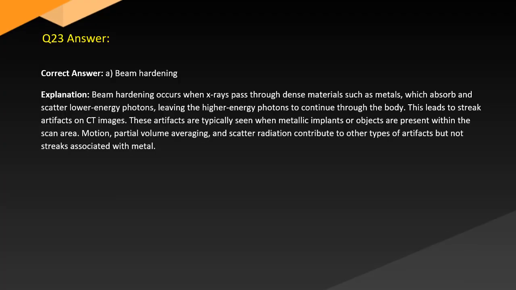Answer. Correct answer: A. Beam hardening. Explanation: Beam hardening occurs when X-rays pass through dense materials such as metals, which absorb and scatter lower energy photons, leaving the higher energy photons to continue through the body. This leads to streak artifacts on CT images. These artifacts are typically seen when metallic implants or objects are present within the scan area. Motion, partial volume averaging, and scatter radiation contribute other types of artifacts, but not streaks associated with metal.